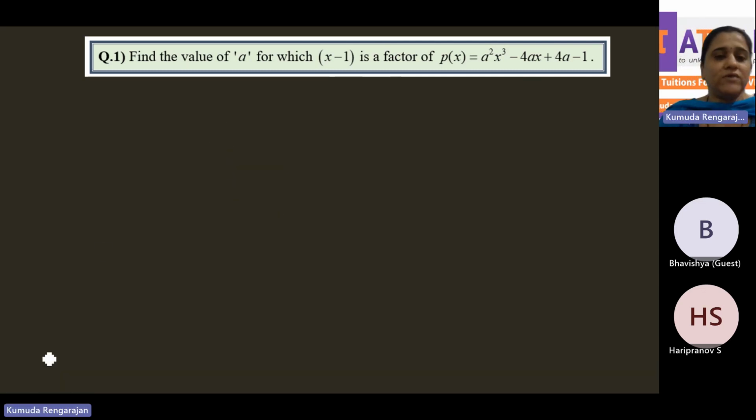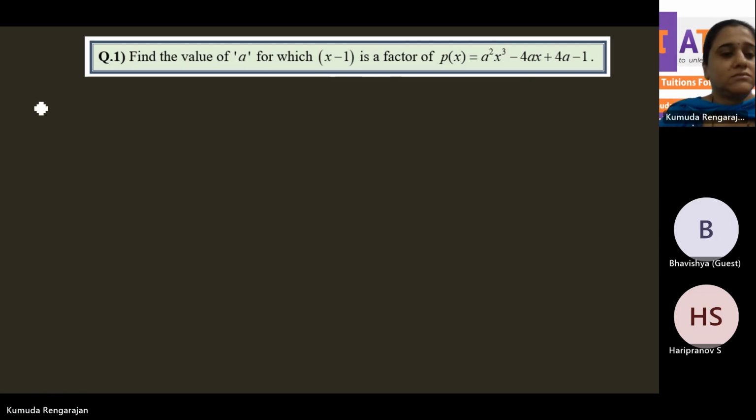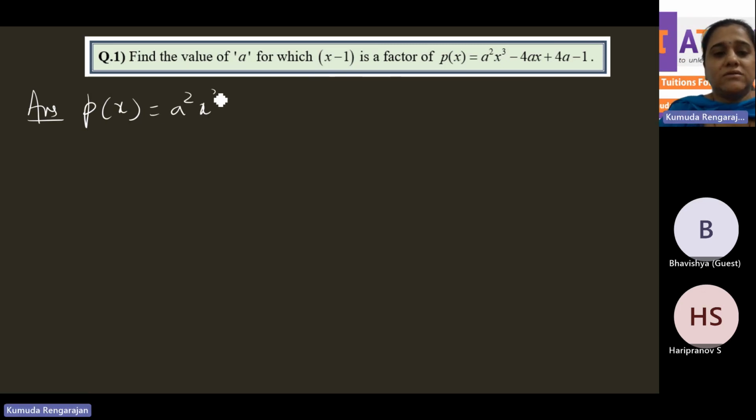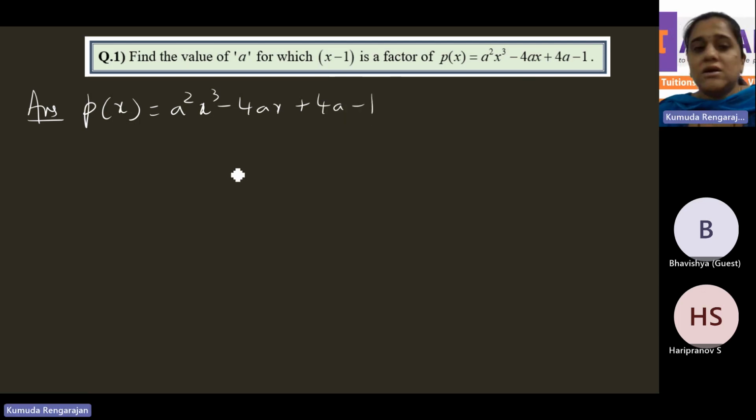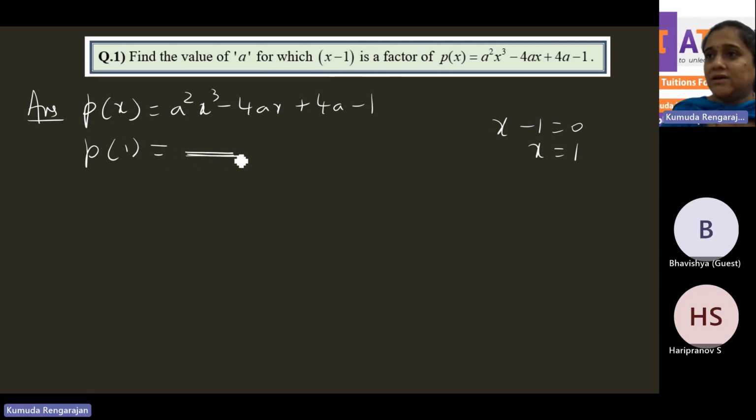So here you can see the word factor. What is the value of A for which x minus 1 is a factor of P of x? That means the remainder on division should be 0. P of x is the dividend. Now, when you equate the divisor to 0, you get x is equal to 1. So when you find P of 1, this place is always for the remainder.